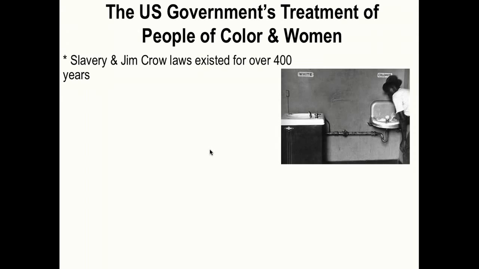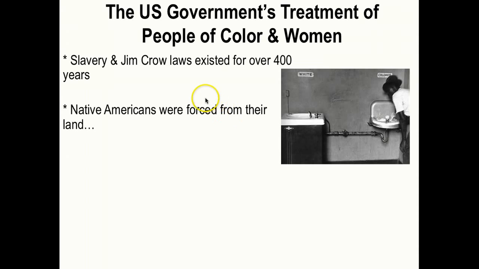Alright, just a quick little review. We've talked a little bit about this in class, but the United States government hasn't always been very nice when it comes to treating not only people of color, but women as well. We talked about how slavery existed for many hundreds of years in the United States, as well as Jim Crow laws that legalized, as you see in this picture here, segregation, the separation of races. We also looked at how Native Americans were not treated very well. We talked about the Trail of Tears, where Native Americans were kicked off their land and forced to travel many hundreds of miles, thousands of miles really, to a new territory where many died along the way.